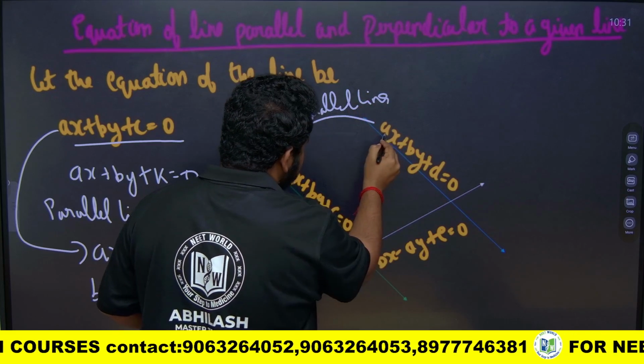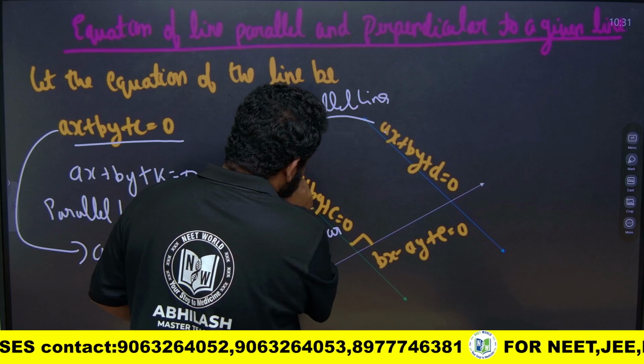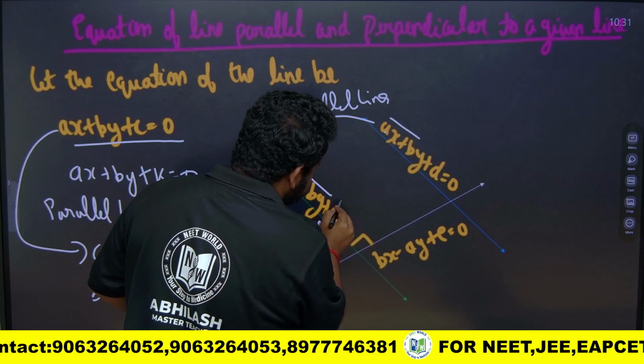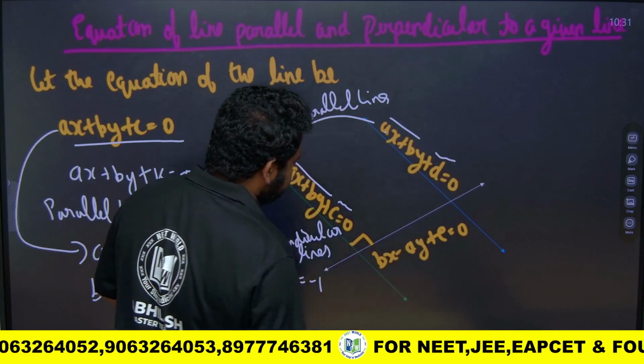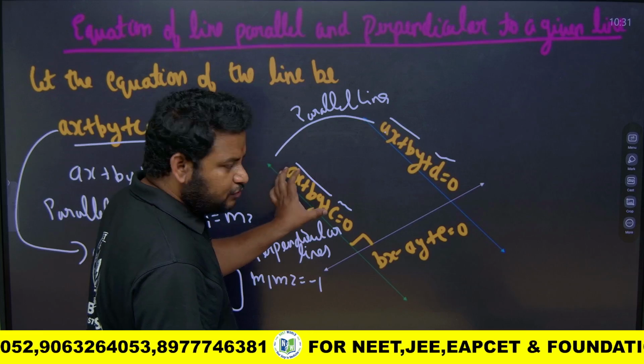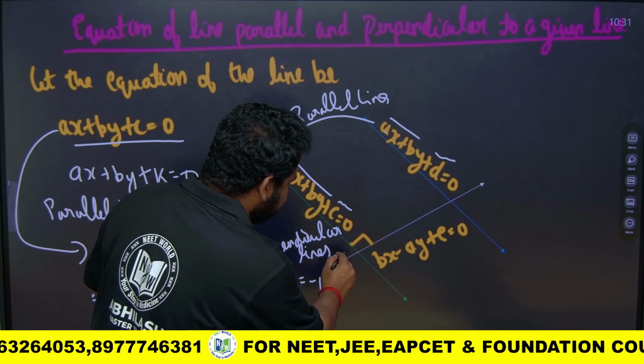Parallel lines. So here also you have ax plus by. Here also you have ax plus by, but only the constant is changing. Here the constant is c, here the constant is d. Now, if I have to draw a line perpendicular to this, this is the perpendicular line.